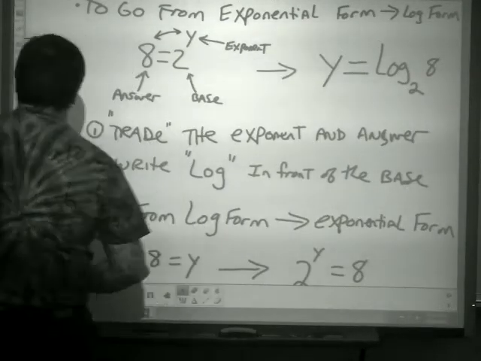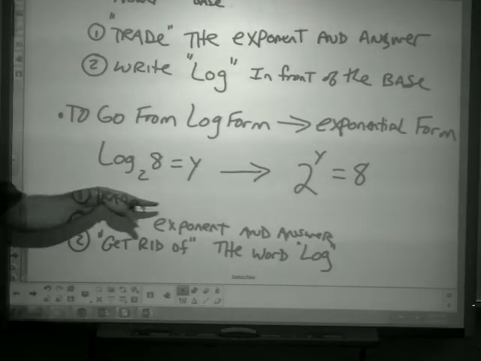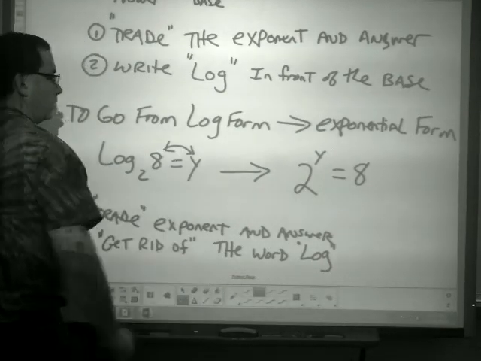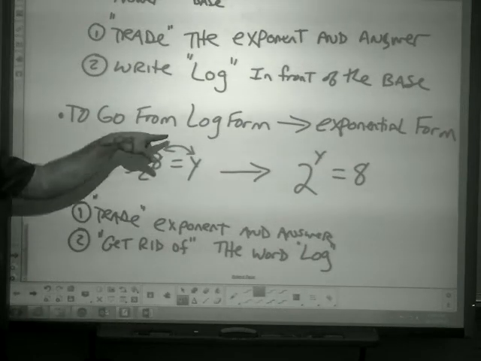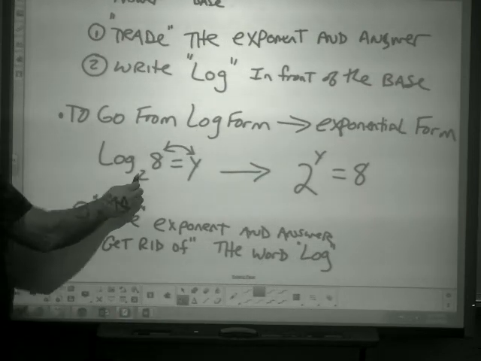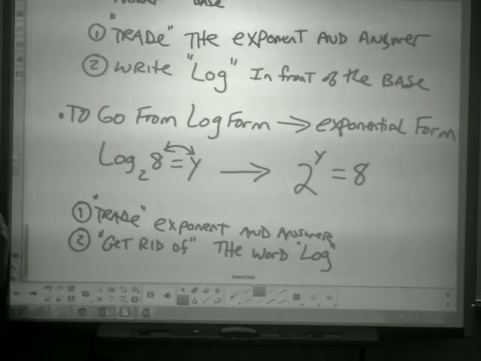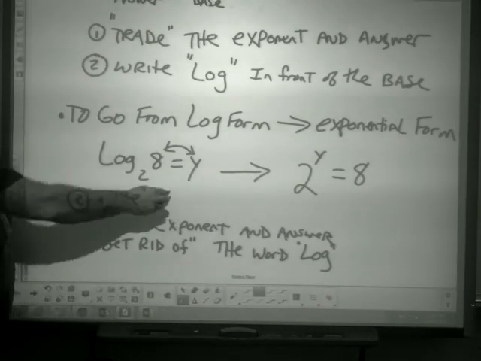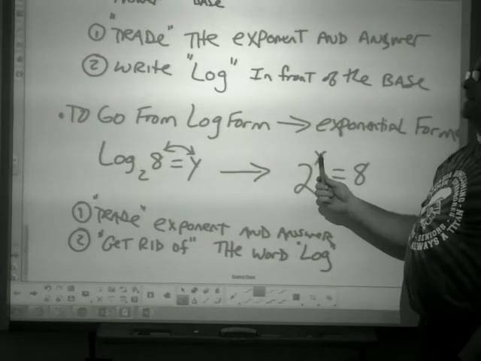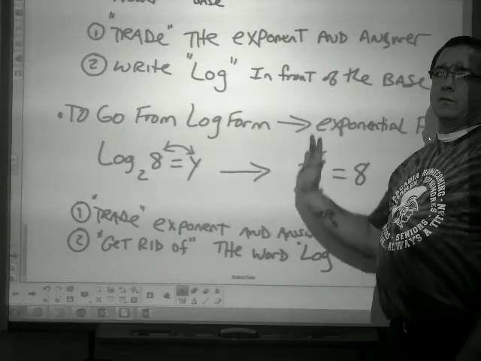Now, if I'm starting out in log form and I want to go to exponential form, okay, trade exponent and answer. So again, here's my exponent, here's my answer. Trade them and take the word log away. So get rid of the word log. 2 to the y equals 8. Trade them, take the word log out. This is called log form because it has the word log in it. This is called exponential form because my letter is the exponent. So when we come to class, we're going to work on trading and going back and forth between these.